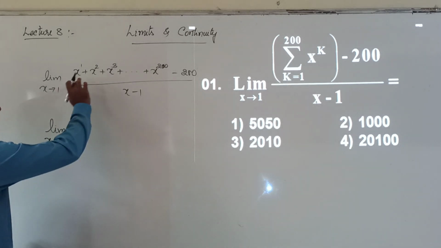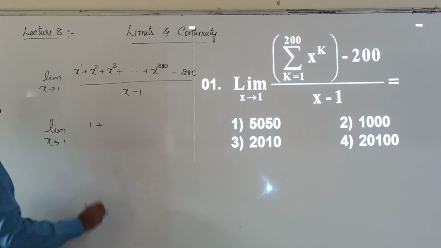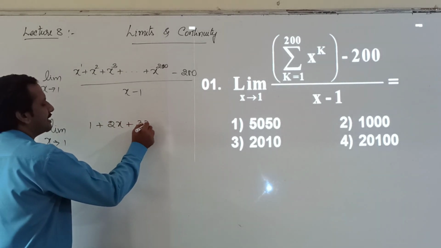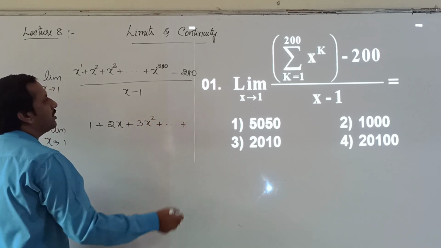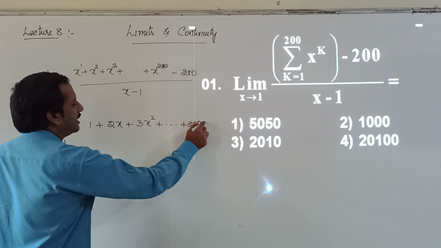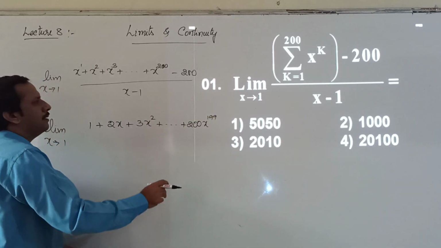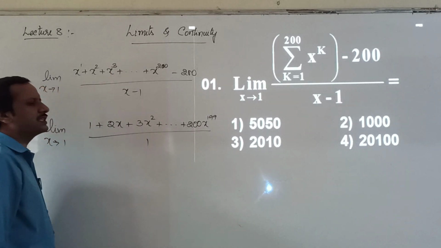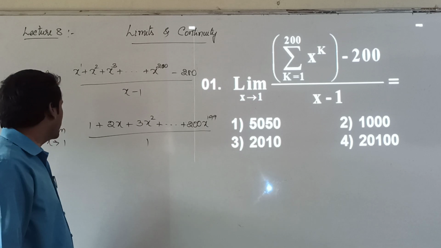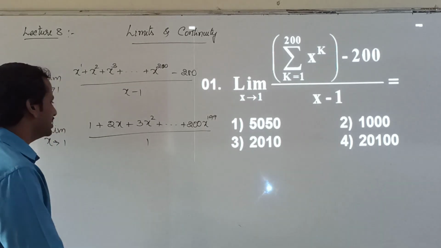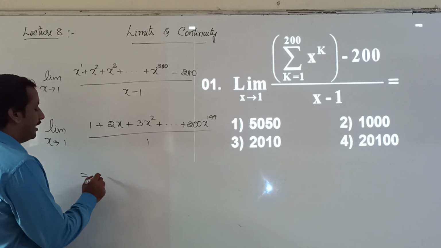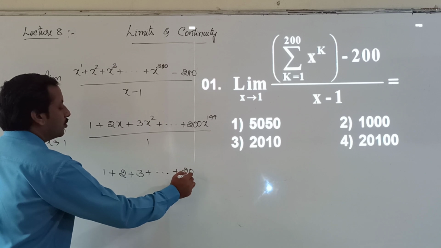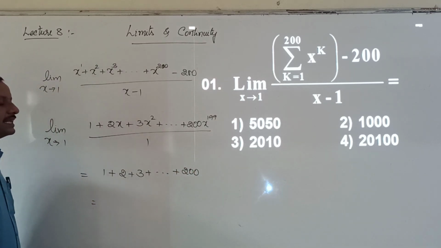Limit x tends to 1. If I differentiate now, I am getting 1, because x power 1 is nothing but x, and its derivative is 1, plus 2x plus 3x square, etc. The derivative of x power 200 is 200 into x power 199, minus the derivative of 200, which is 0, divided by the derivative of x minus 1, which is 1. Put x equal to 1, apply the limit as x tends to 1. I am getting 1 plus 2 plus 3, etc., till 200.